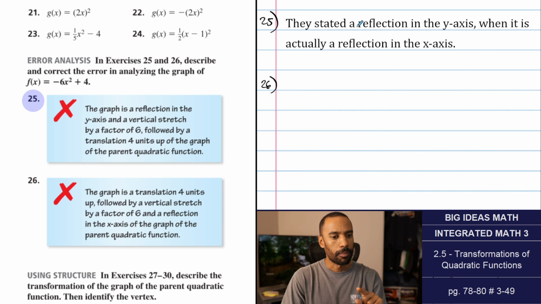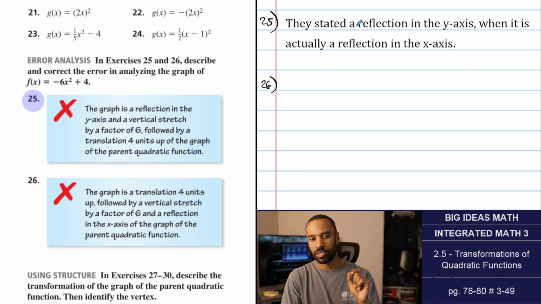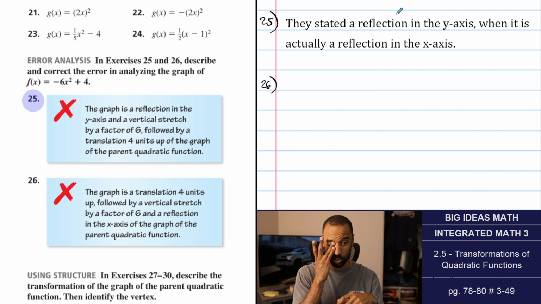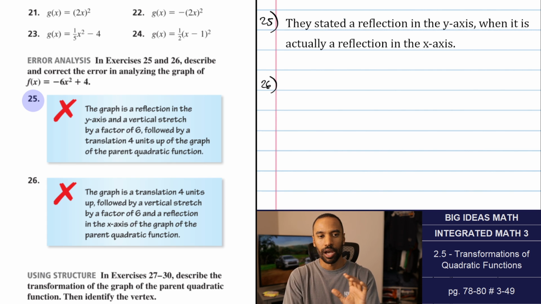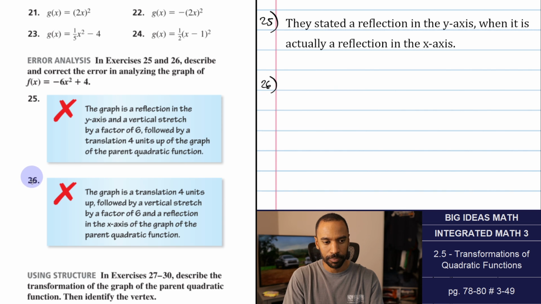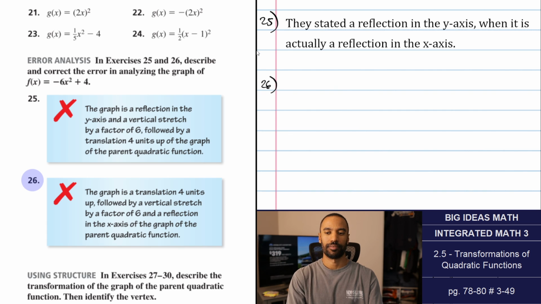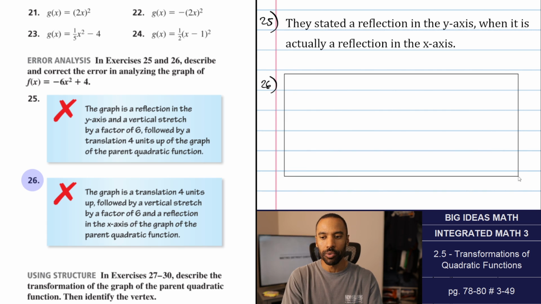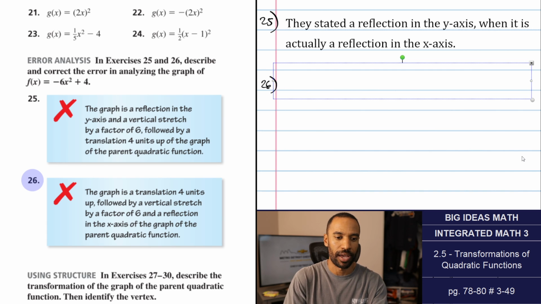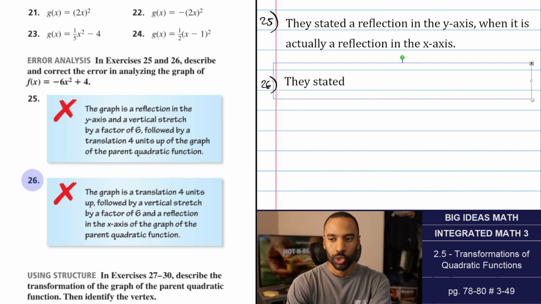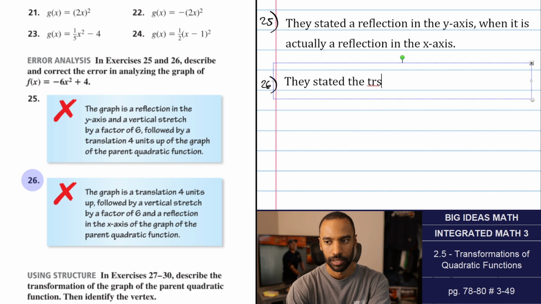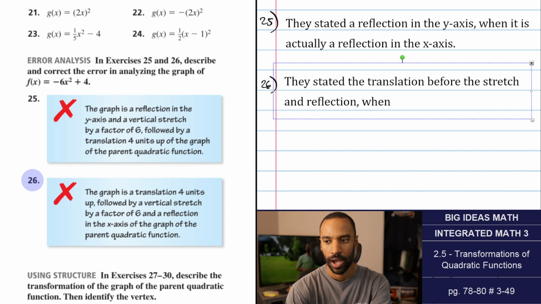The rest was correct. Number 26, the graph is a translation 4 units up, followed by a vertical stretch by a factor of 6, reflection in the x-axis. So all the words on number 26 are correct. The order's wrong. This is where this part gets a little tricky, and I'll show you what I mean about this, but they stated the translation first. The translation before the stretch and reflection when it should have occurred last.